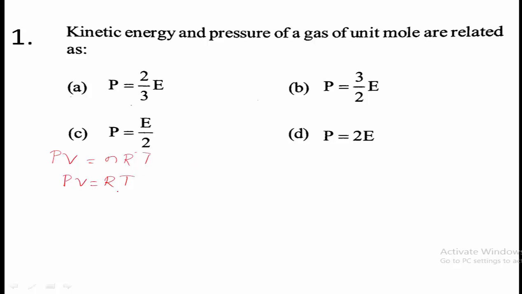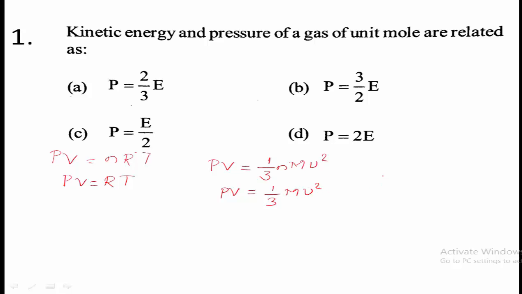Now how is this equation related with the kinetic energy? First of all, according to kinetic molecular theory, we can write the ideal gas equation as PV is equal to 1 divided by 3 nmu square. This is another form of the ideal gas equation where n is the number of moles, u is the RMS velocity, m is the molar mass, P is pressure, V is volume. So now the number of moles is 1 and hence PV is equal to 1 by 3 mu square.